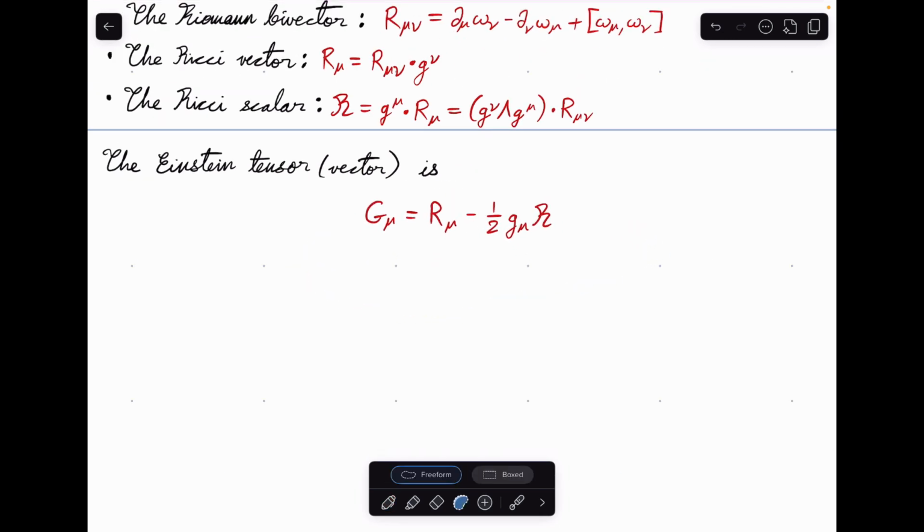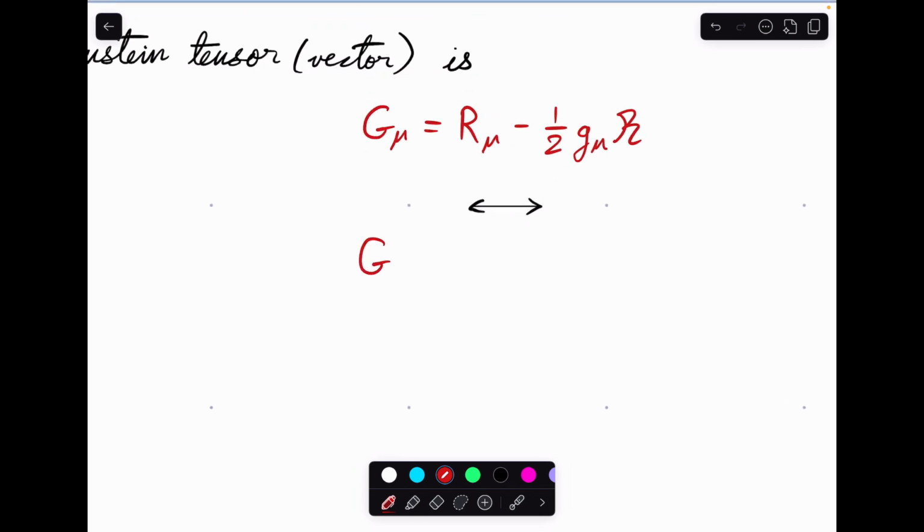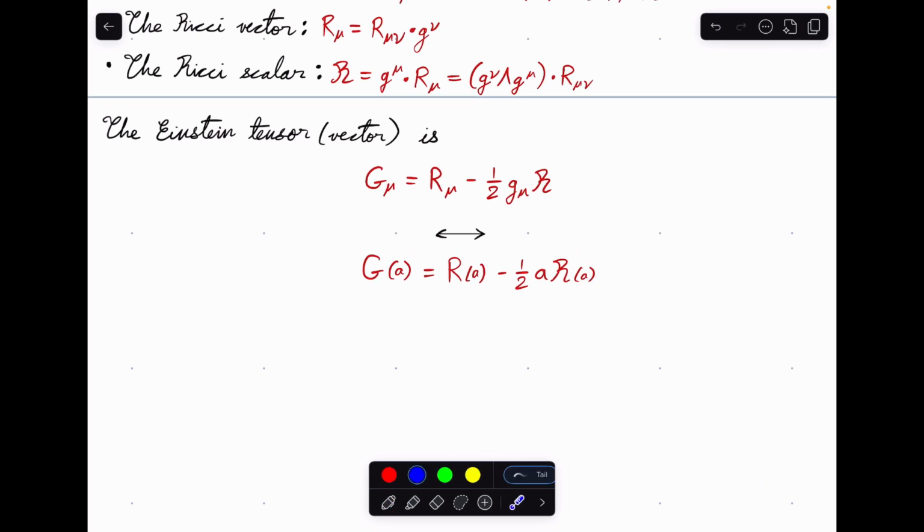So this is the Einstein tensor, and you can also represent this in a coordinate-free basis, and that is going to be G of A. So if A is a vector in spacetime, then this is going to be equal to the Ricci vector R of A minus 1/2 this vector, and then the Ricci scalar, which will also depend on this A. So the Einstein tensor, or the Einstein vector, is defined as this.